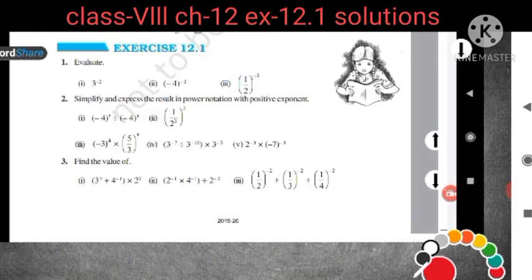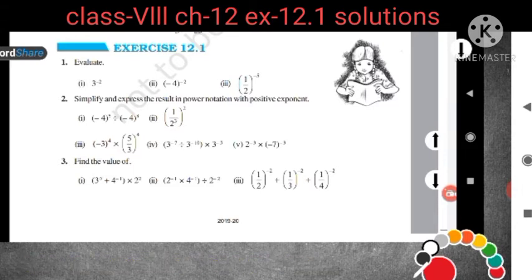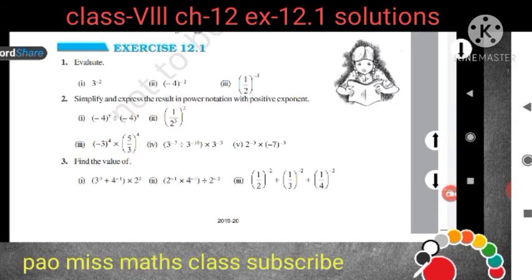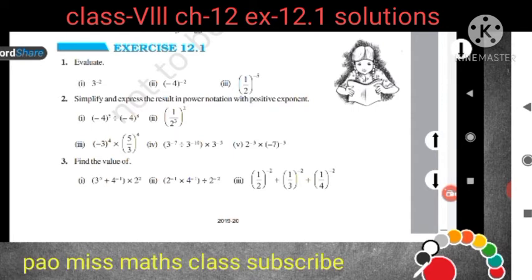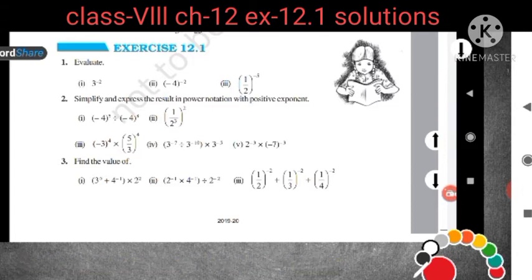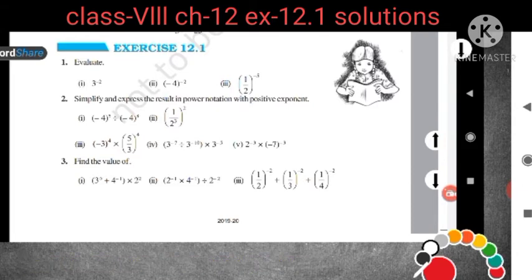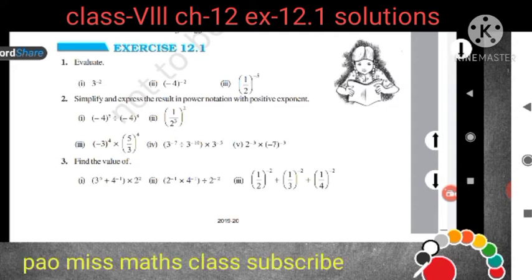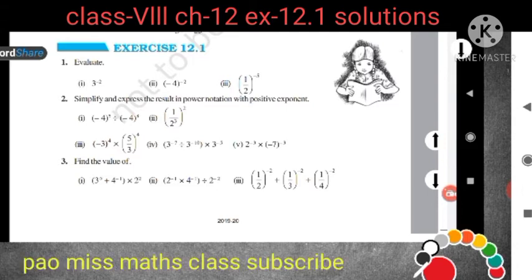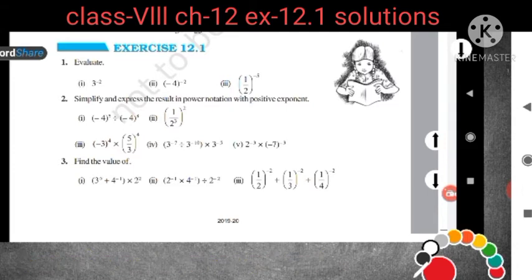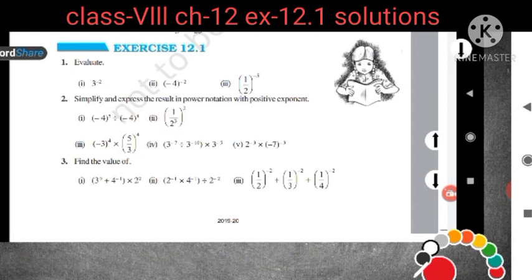Today in this video I will cover class 8 maths chapter number 12, exponents and powers, exercise 12.1, question number 1. Before watching this video, you have to go through the explanation and introduction part of this video. There I have explained what is an exponent, what is a power, and also some important laws of exponents. So first you have to watch that video. Okay, so here we will use all the laws.